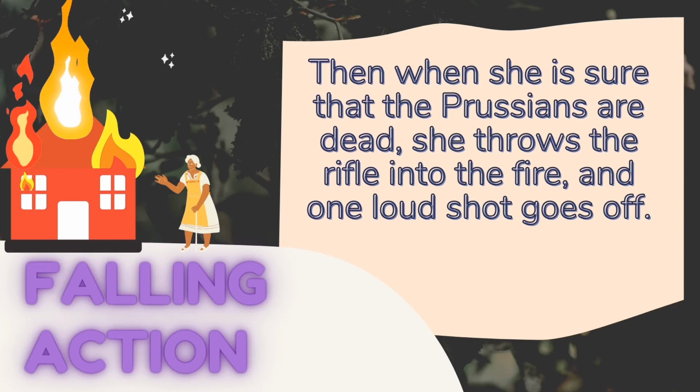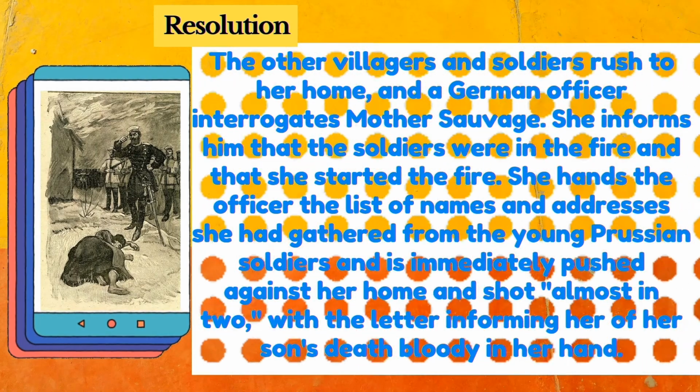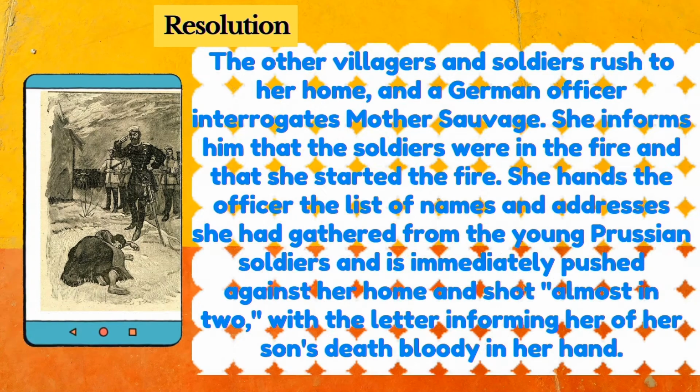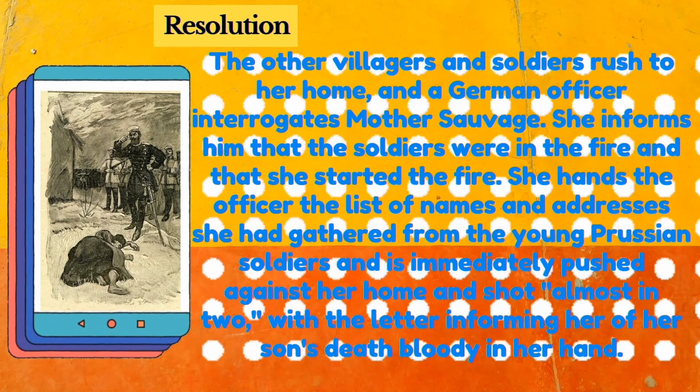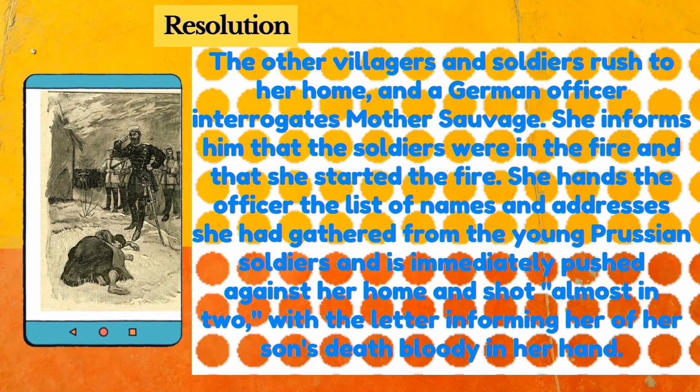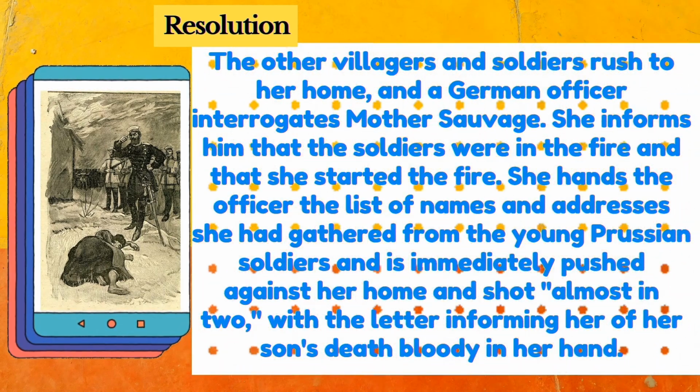The falling action of the story is then when she is sure that the Prussians are dead. She throws the rifle into the fire and one loud shot goes off. At the ending of the story, or what we call the denouement or the resolution, the other villagers and soldiers rush to her home, and a German officer interrogates Mother Sauvage.